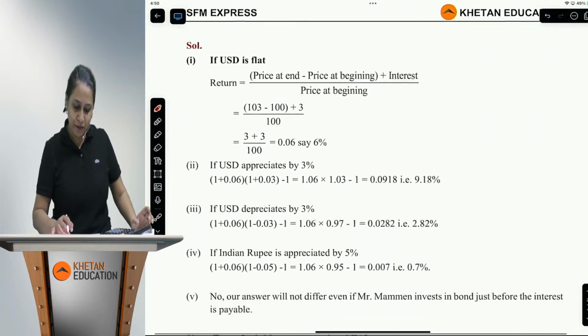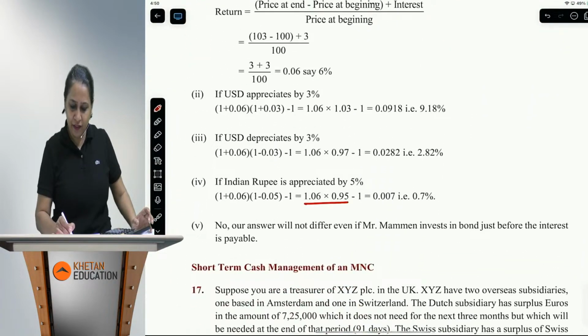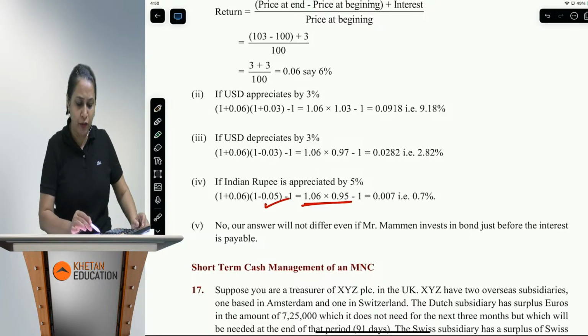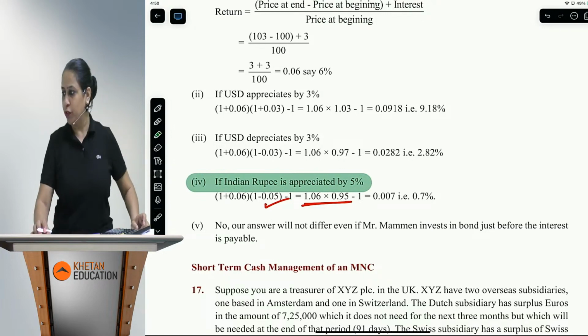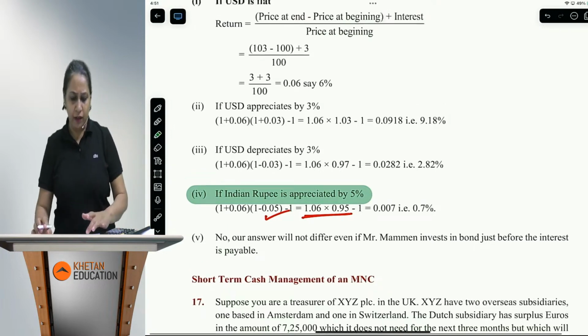Look at this. Can you see? Conceptually it is not wrong, technically it is wrong. Conceptually it is not wrong. So rupee appreciates means dollar depreciates by 5%. Be very careful about this step. I told you yesterday only that this question is a very important question from the exam point of view. These are all the questions you see.